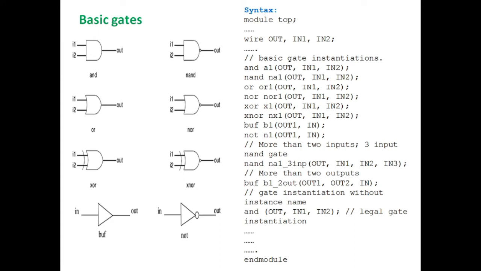So let us once again recap all these things. The first terminal in the list of gate terminals is an output, and the other terminals are the inputs here. So whenever I am instantiating AND gate A1, the first terminal is the output and the next terminals IN1 and IN2 are the inputs here.